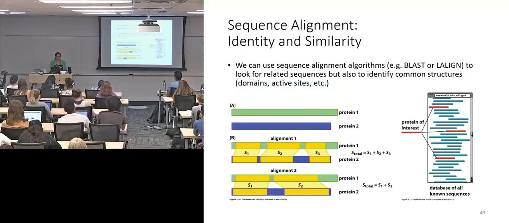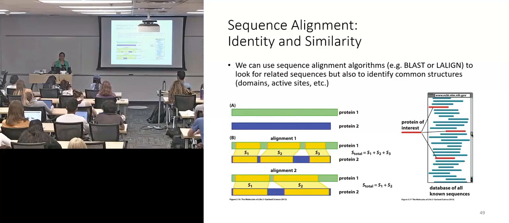So why do we care about sequence alignment? Why do we care about identity? Why do we care about similarity? What can we do with this stuff? So we can use sequence alignment algorithms. The last video on that link actually talks a little bit about using BLAST or L-Align, which are some alignment algorithm software freely available on the internet. You punch in your sequences and it will align them and spit out identity and similarity for you.